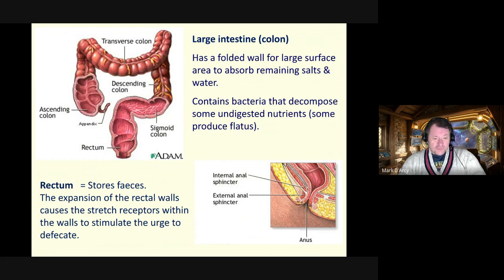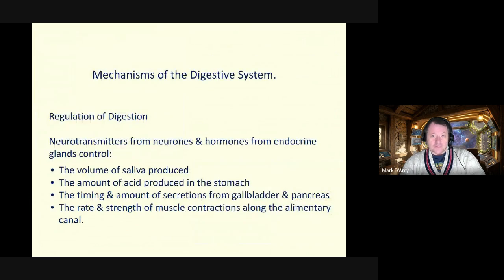The rectum stores feces. The expansion of the rectal walls causes the stretch receptors within the walls to stimulate the urge to defecate. So in terms of regulation of digestion, neurotransmitters from neurons and hormones from the endocrine glands control the volume of saliva produced, the amount of acid produced in the stomach, the timing and amount of secretions from the gallbladder and pancreas, and the rate and strength of muscle contractions along the alimentary canal.